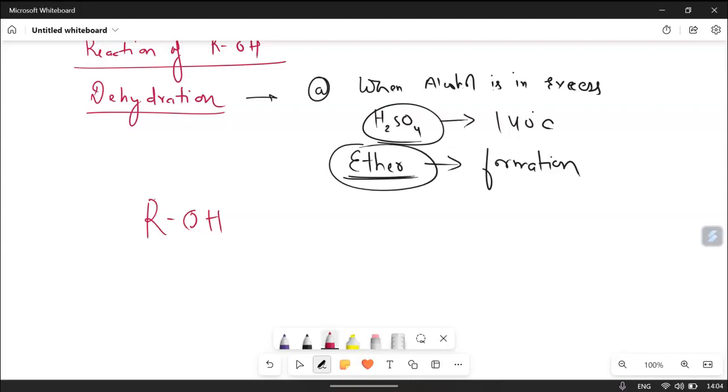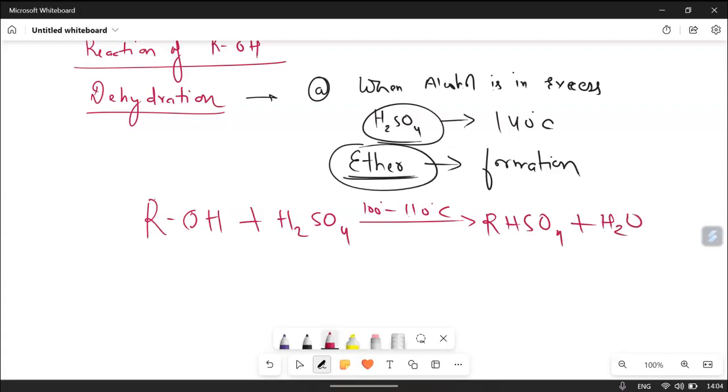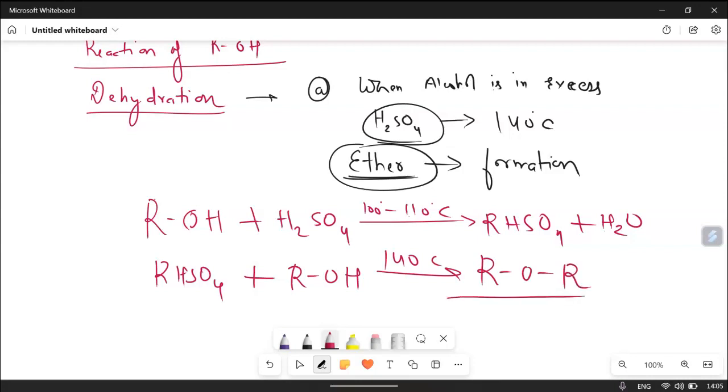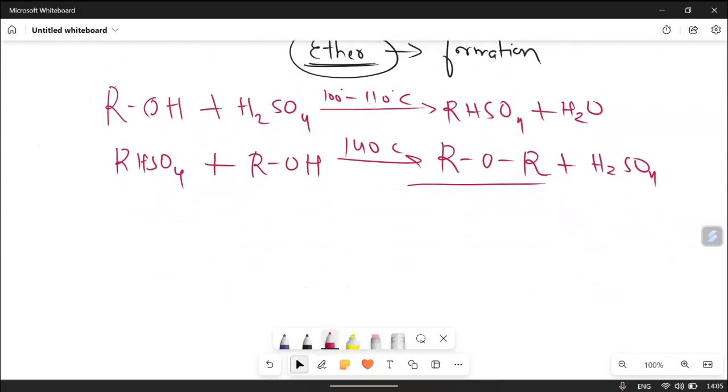ROH, this is your alcohol, added to H2SO4. Here alcohol is in excess. At 140 degrees Celsius, first we have to treat it at 100 to 110 degrees Celsius. It will form ROSO3H and water will be removed. Then this ROSO3H is treated with again ROH at a temperature of 140 degrees Celsius. It will form ether, ROR, plus H2SO4 will be removed.